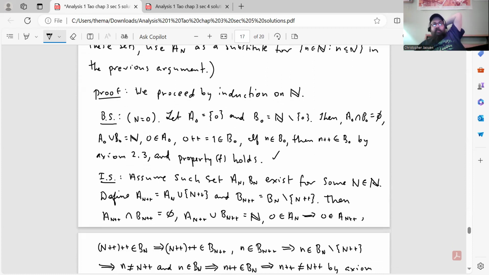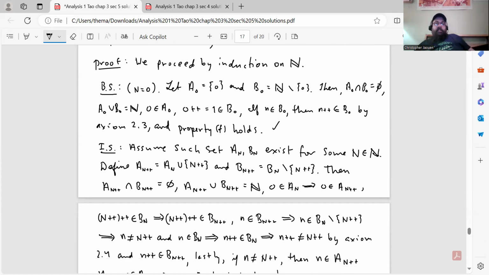So here's the proof. We proceed by induction on N. Base step, capital N equals 0. Let A, here I'm just defining the set. So A0 is the set containing 0, and B0 is the natural numbers minus 0. Then, as you can check, all the properties that he wants hold, right? So then the base step is satisfied.